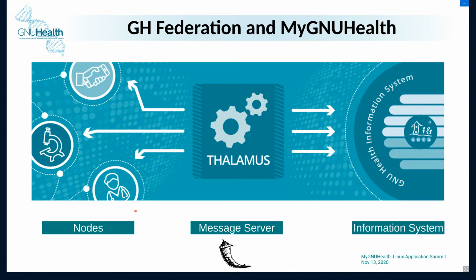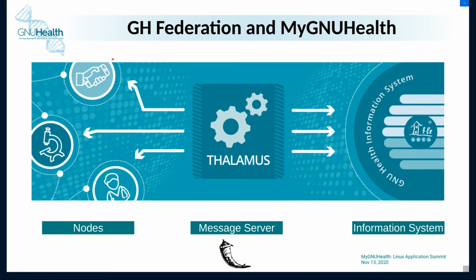Well, the components that you see on the left-hand side, those are the nodes that make up the GNU Health Federation. So one of the nodes can perfectly be a hospital, running the hospital management information system node from GNU Health. The other can be a laboratory, and the other can very well be my GNU Health, right? So this could be my GNU Health application.